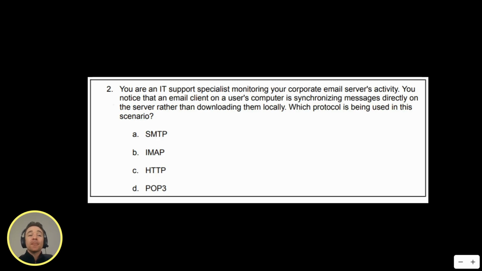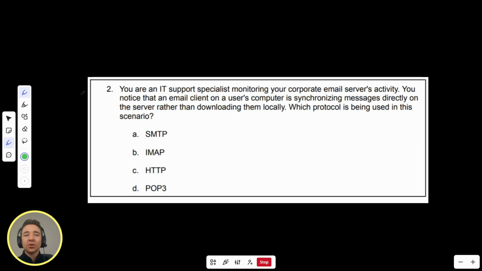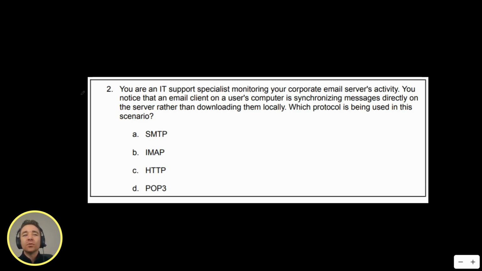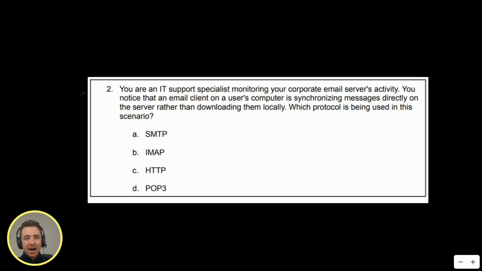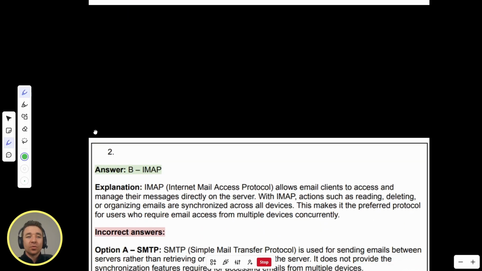The question reads, you are an IT support specialist monitoring your corporate email server's activity. You notice that an email client on a user's computer is synchronizing messages directly on the server rather than downloading them locally. Which protocol is being used in this scenario? Is it A, SMTP, B, IMAP, C, HTTP, or D, POP3? Pause the video if you need more time. Getting to your answer in 3, 2, 1.